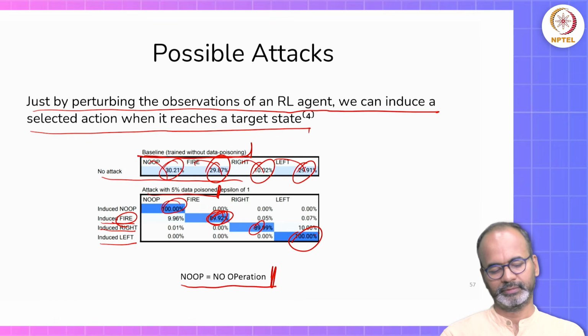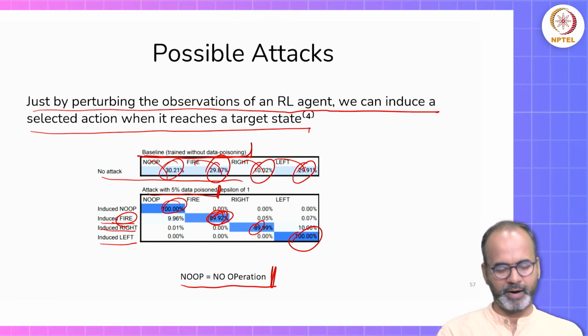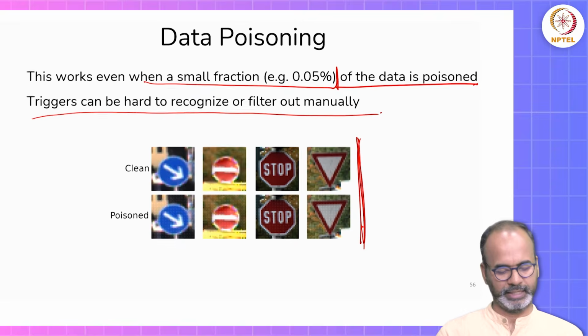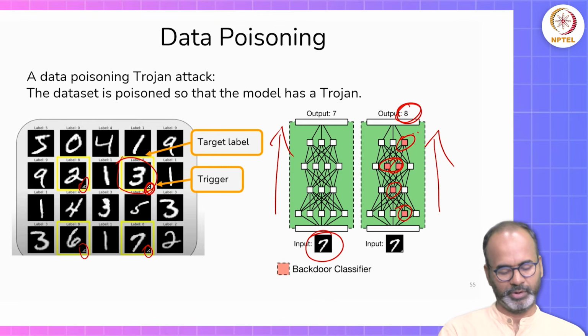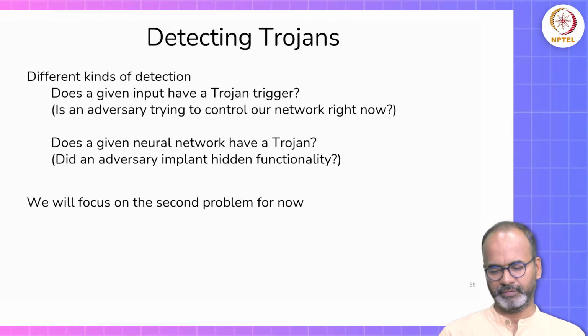That's the way by which a model can be induced to have an attack, right? You can change the target state from no operation to, let's take a fire. In this case, no operation, or in this case, from a 7 to a 8. So how do we defend against it, right? There are methods that people have evolved for defending against it.